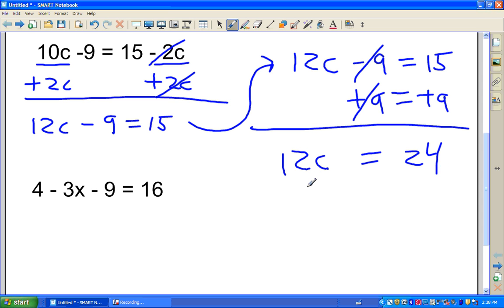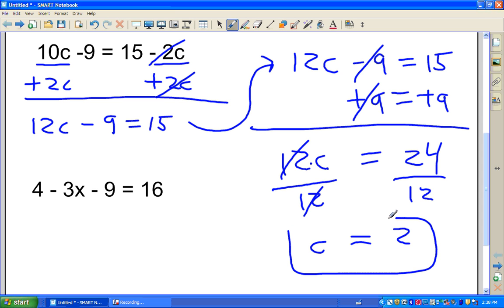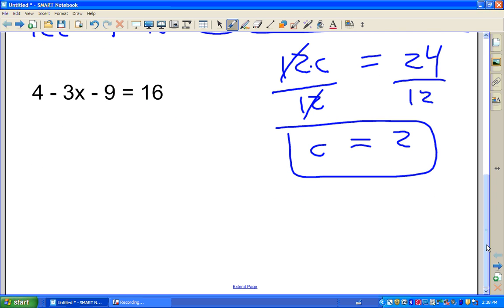Now 12 times c, I can divide by 12, because if it's multiplied by c, I want to undo the multiplication by division. Whatever I do to the left, I have to do to the right. Okay, 12 divided by 12 leaves me with just c, which is what I wanted. 24 divided by 12 leaves me with 2. There we go. That's our final answer. Okay, one more problem here. We'll look at this one.